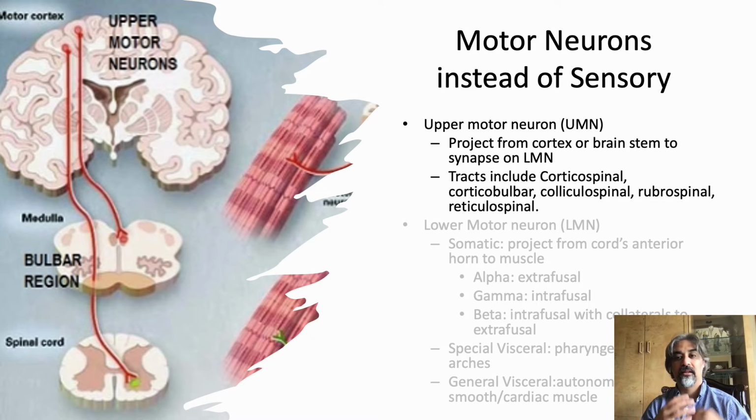Regionally, there are upper motor neurons and lower motor neurons. The upper motor neurons sit in the brain and spinal cord and project in tracts that, quite honestly, I've forgotten.